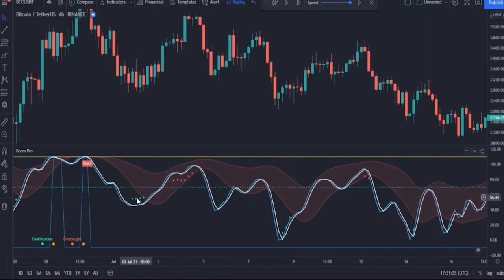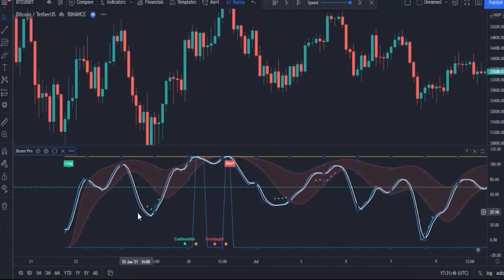Here is another entry point. Green dots followed by a crossover from the bottom to top. And here, red dots followed by a downward intersection. And here, another entry point that I think you can now recognize. There are many of them.